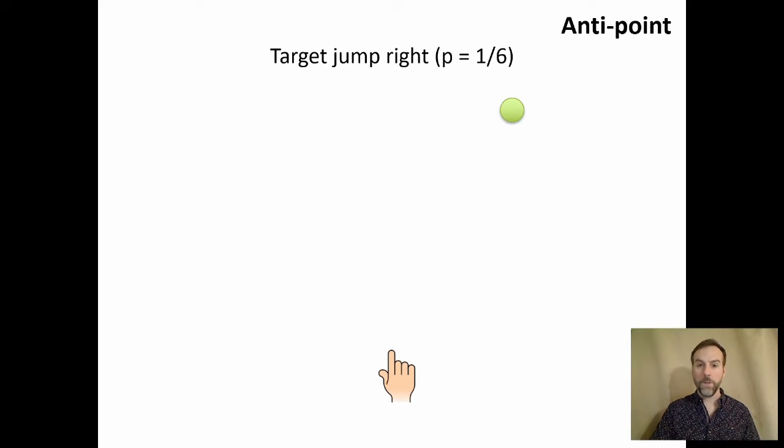If it happens to jump to the right after you begin to move, then you should point in the opposite direction to the left. So the stimuli were the same, the task is similar, control trials are identical, but the instructions on jump trials are different. If it jumps, point in the opposite direction.